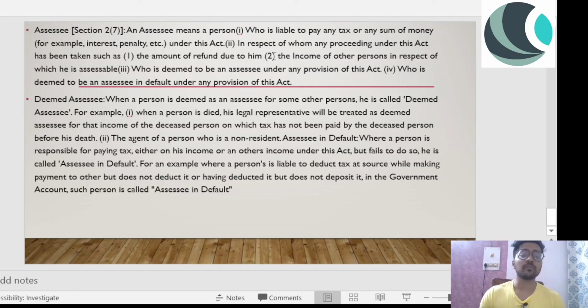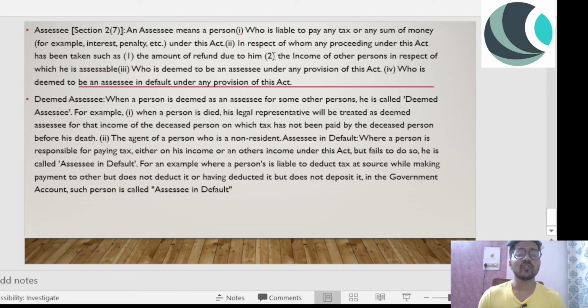Now, when a person has died, his legal representative will be treated as deemed SSE for the income of the deceased person on which tax has not been paid by the deceased person before his death. So someone who has died, who was an SSE, now their legal heir will be deemed to be an SSE because the deceased didn't pay taxes before they died. Then the agent of a person who is non-resident, someone who is not residing in our country, and their agent who is residing in our country will be considered to be an SSE.